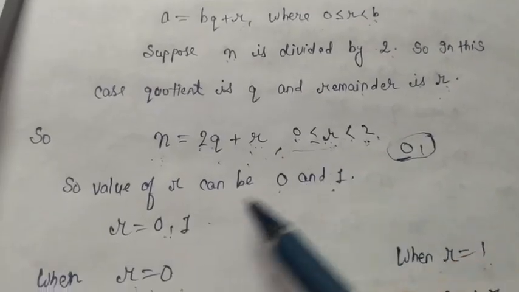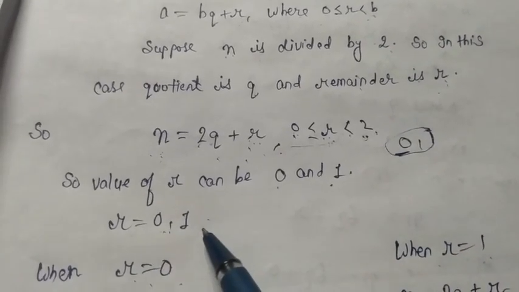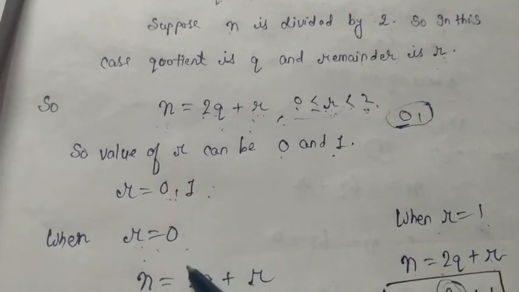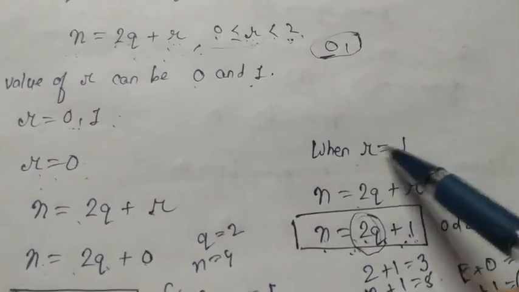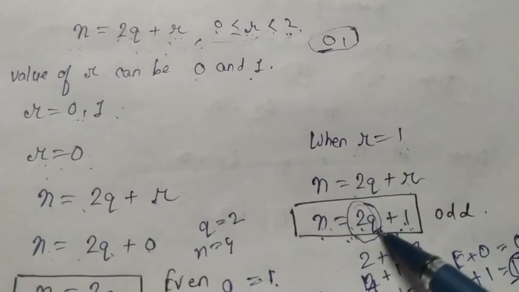After that, the value of r is 0 and 1. So when you take r equal to 0, you will get n equal to 2q, and when you take r equal to 1, you will get n equal to 2q plus 1.